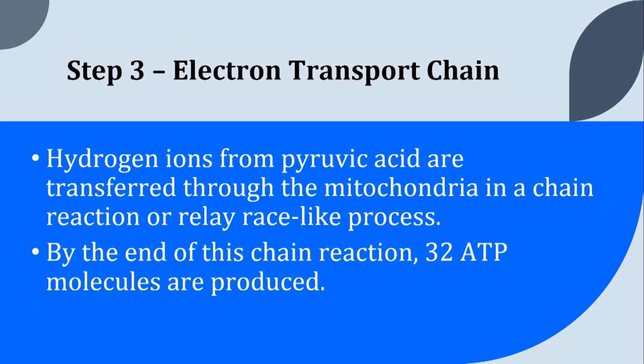What happens here is that the hydrogen ions from the pyruvic acid are transferred through the mitochondria in a chain reaction or relay race-like process. By the end of this chain reaction, 32 ATP molecules are produced. Okay, so this is where most of the ATP is coming from, is this electron transport chain.